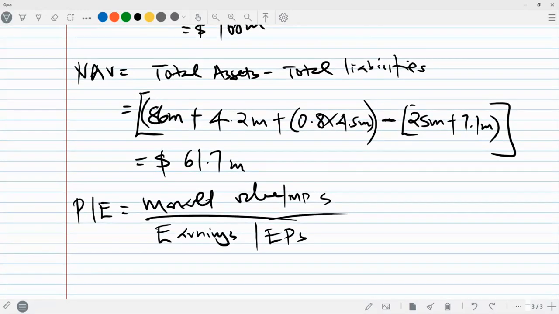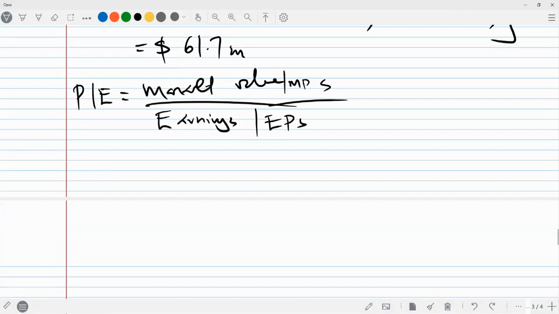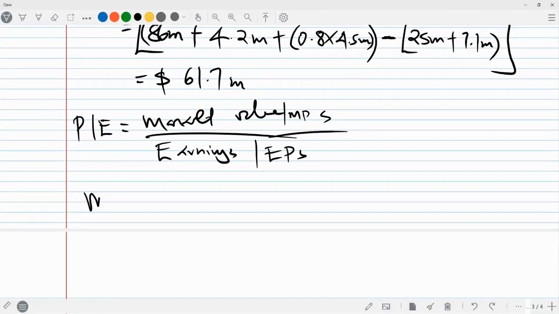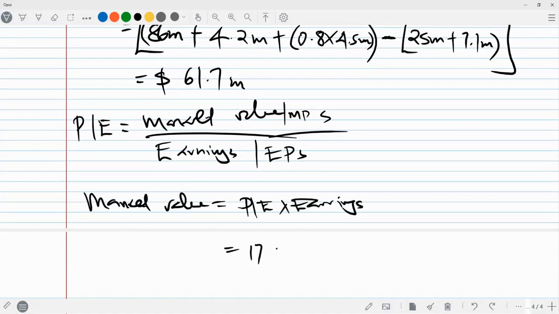So we want to get the market value of the company. Therefore, the market value of the company is equal to the PE ratio multiplied by the earnings. We've been told the PE ratio for the business sector is equal to how much? 17 times. Therefore, you multiply by the earnings of this company. The earnings of this company is how much?